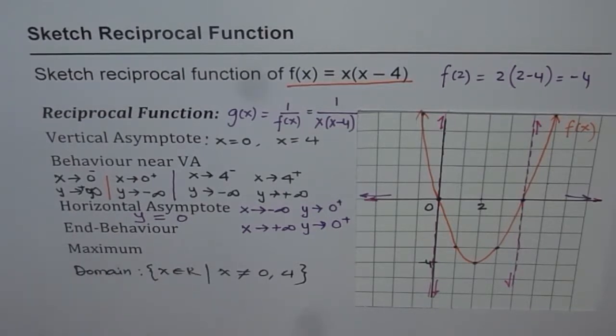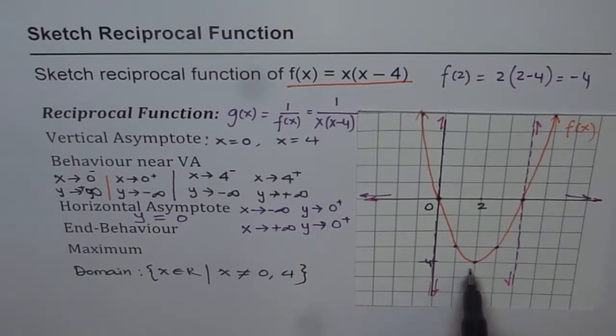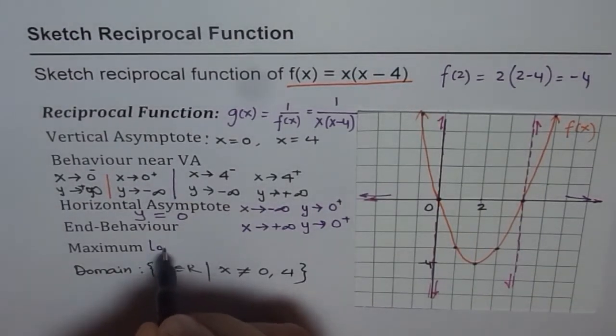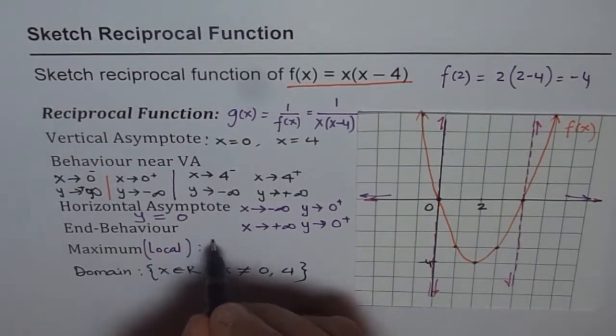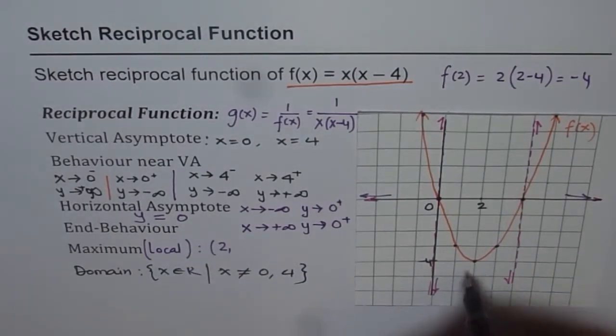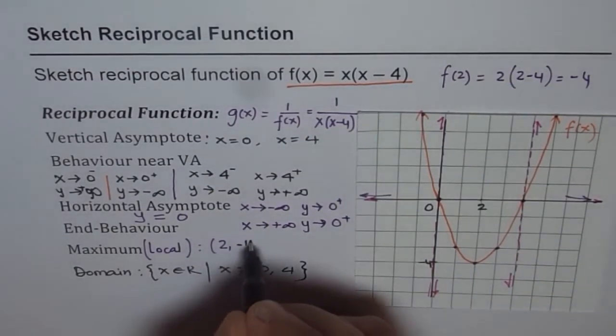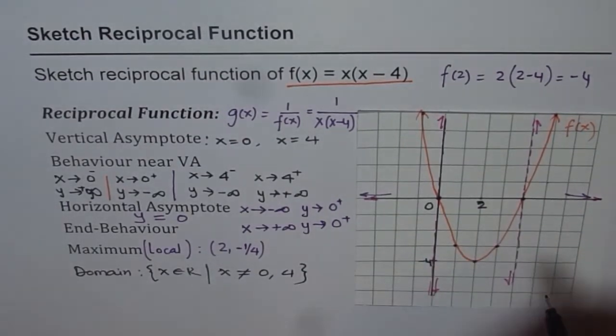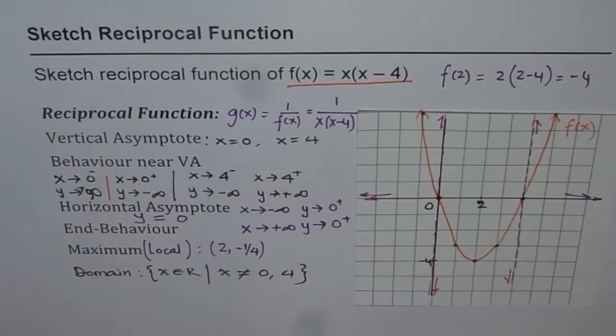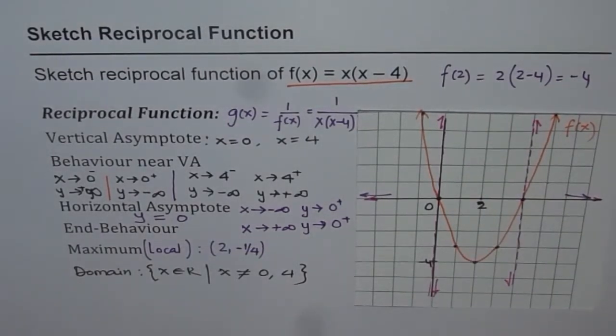How about the maximum? Well, the function has an absolute minimum at x equals 2. At 2, the value is -4. So the reciprocal will have a maximum, right? Here, so we have a local maximum. And it will be at 2 only, and the value will be the reciprocal of -4, that means -1/4. So -1/4 we can mark somewhere here. So that gives us the local maximum for our function.